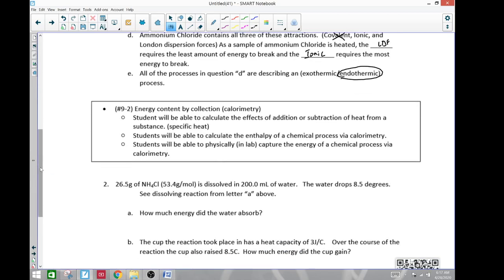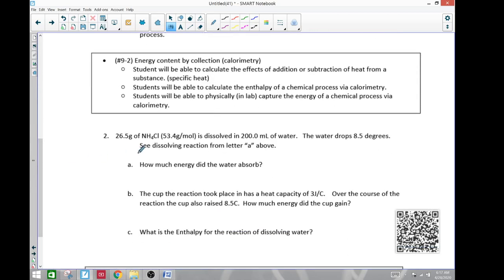All right, so we got 26.5 grams of ammonium chloride dissolved in 200 milliliters of water. The water drops 8.5 degrees C in the dissolving reaction. Letter A: how much energy did the water absorb?